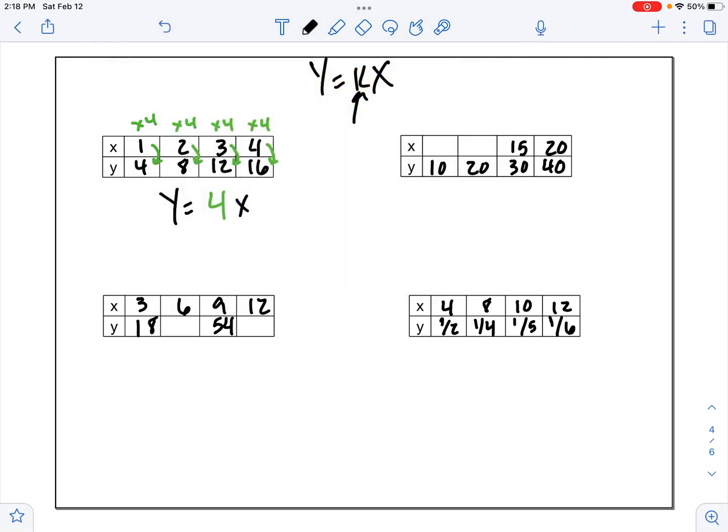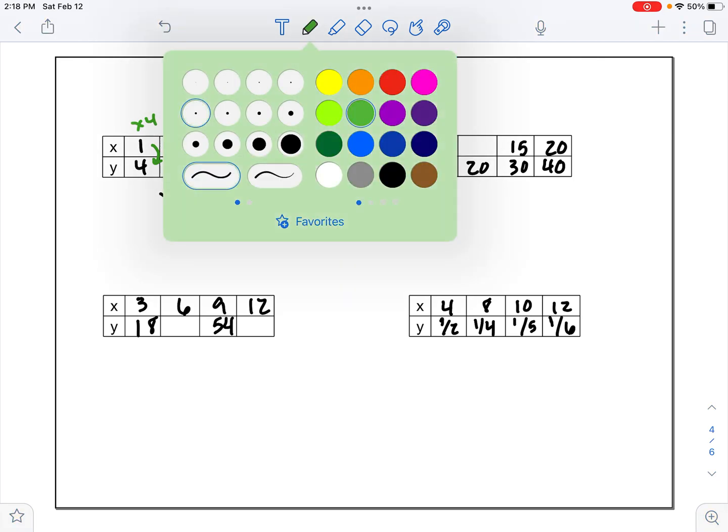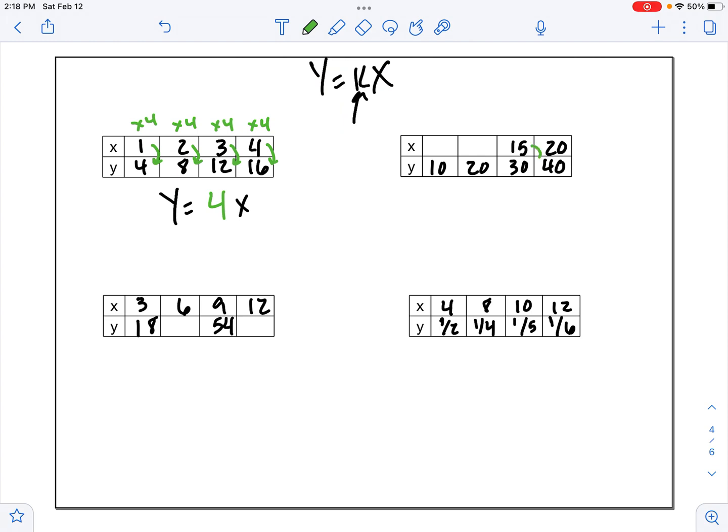This one's missing a 0 on the end there. I can still figure it out. What did I multiply 15 by to get 30? Well, times 2. And that works right here also, times 2. Which means times 2 is what's happening to my x value. So that means this must be a 10, because 10 times 2 is 20, and this must be a 5. So I'm just filling in blanks by looking at that pattern. So that means my equation is y equals 2x.